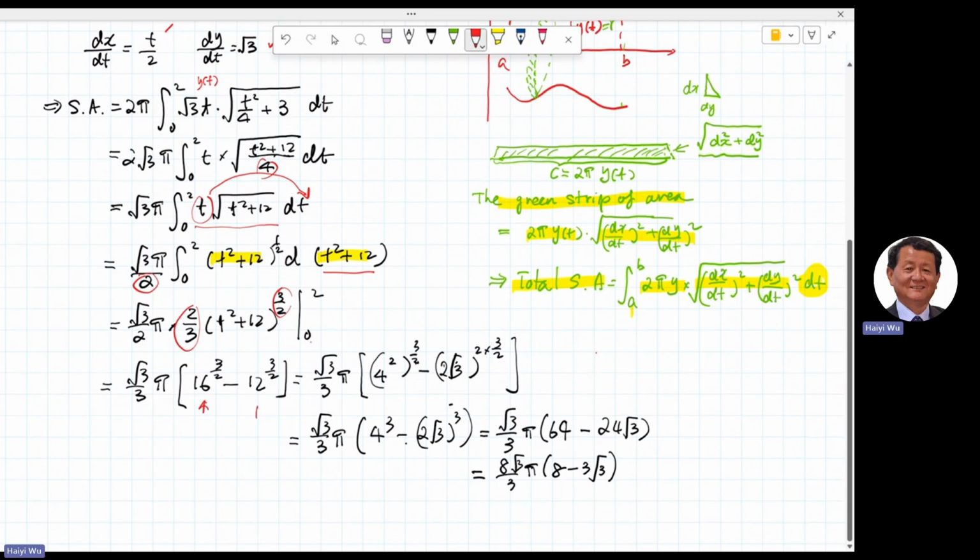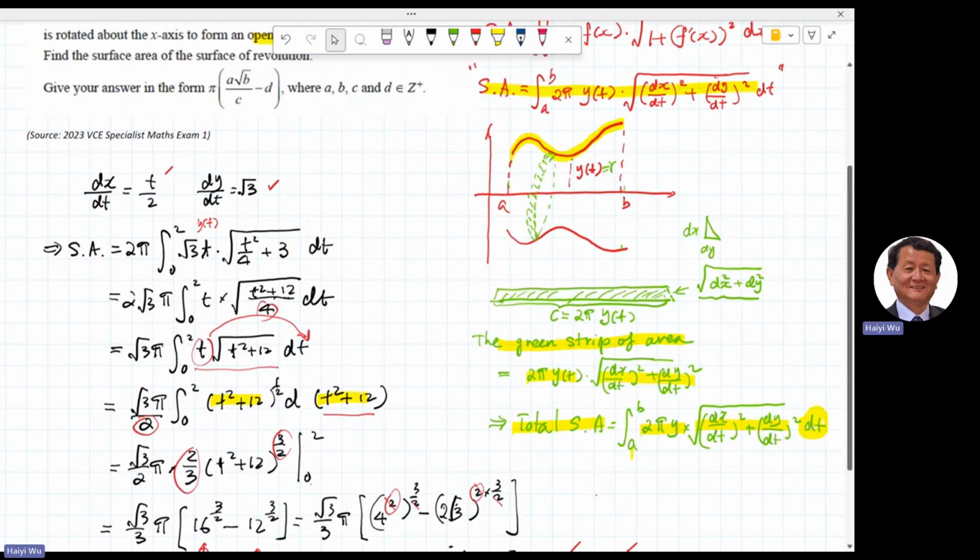Substitute 2 into the equation and 0 into the equation. Therefore I get 16, which I'll make 4 to the power of 2, and the square root of 12, which becomes the square root of 12 to the power of 2, so I can cancel. You can see there's 2 cancel, 2 cancel. So there will be 4 to the power of 3, then 2 square root 3 to the power of 3. Then I'm going to get 64 and 24 square root 3. Then you take 8 out. So the final answer will be this.